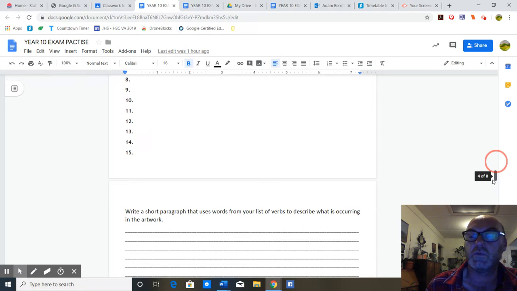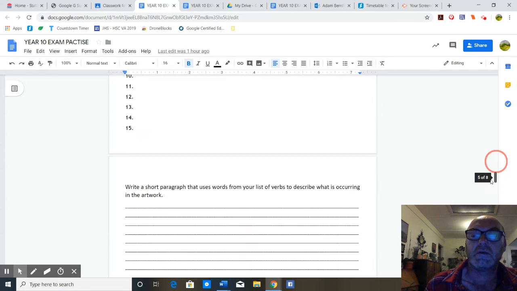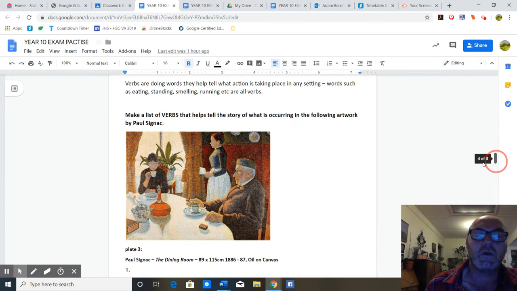That's a good clue. Think about that. This is also what we refer to as narrative. Think of that word narrative and remember that word.